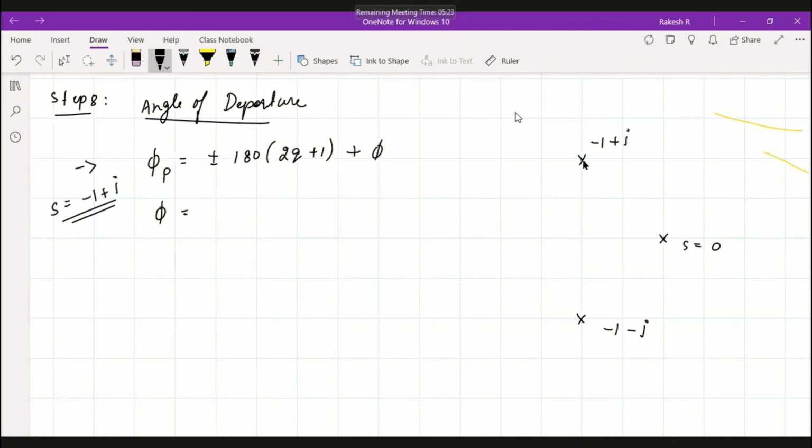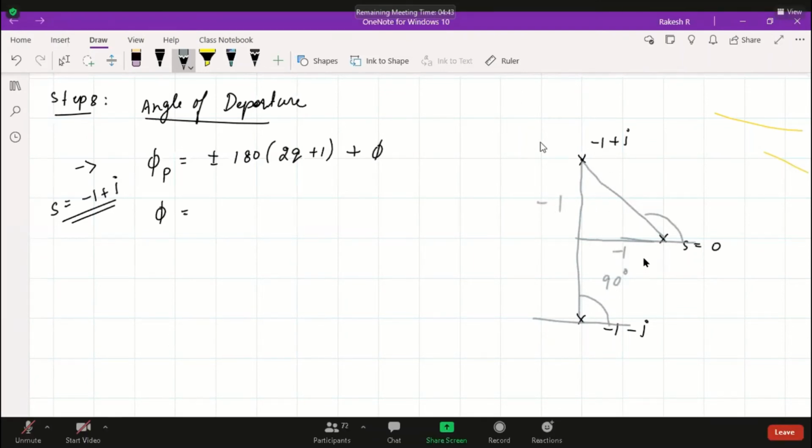So to find out the angle of departure for this, first you draw a line like this and another line like this. For this, find out the angles here. We know this angle is perpendicular down, that will be 90 degrees. But what will be this angle? To find that, I have constructed the triangle here. This unit will be 1, that is minus 1, and similarly this will be minus 1 here.